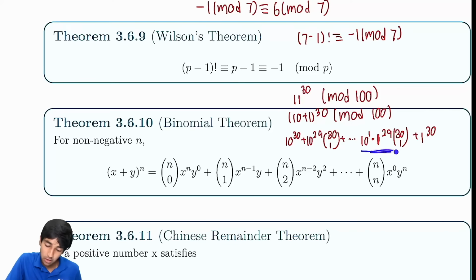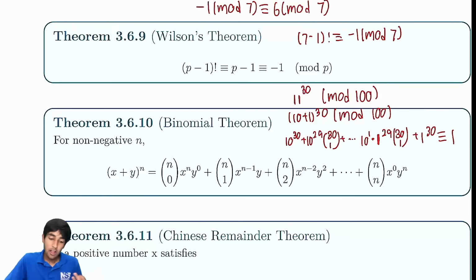But even this term, 30 is a multiple of 10, so even this term is 0 mod 100 in this case. It might not always be. So in this case, we get an answer of 1. Pretty neat thing with binomial theorem, how we used it to eliminate all those extraneous powers of 100.